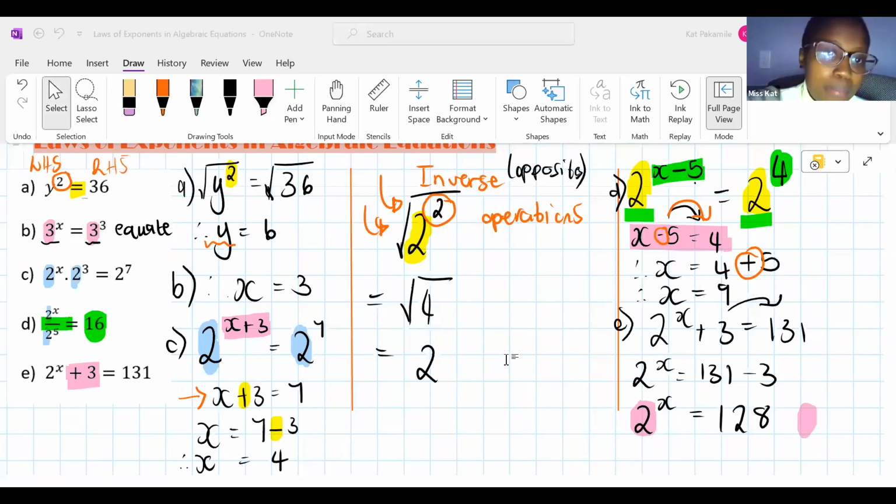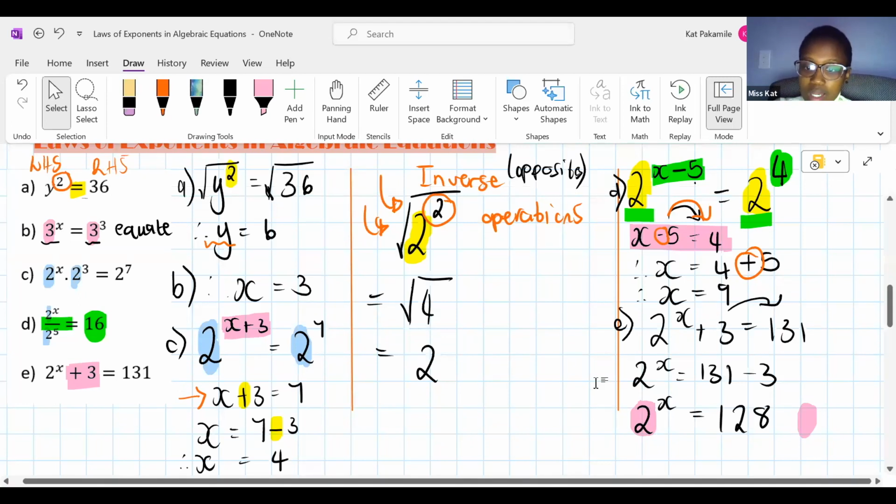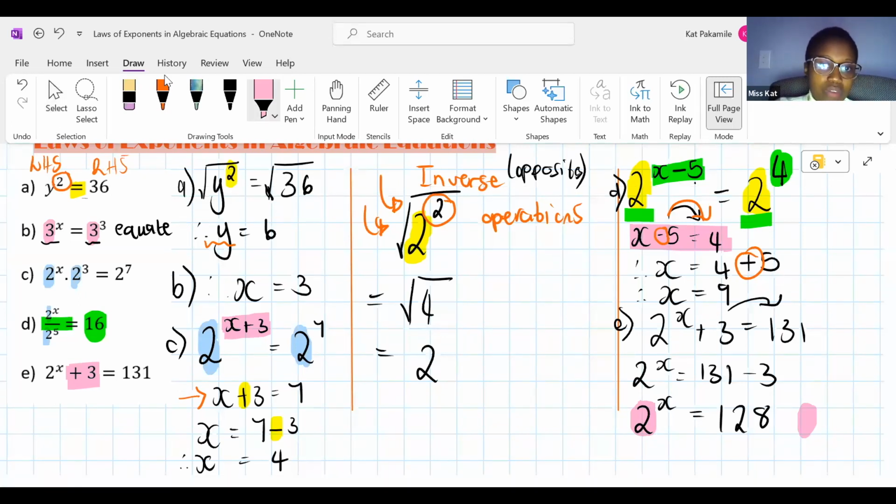Who knows? I see Mpo has told us something there. Let's check. Mpo says 2 to the power of 6. 1, 2, 3, 4, 5, 6. Almost there, but not quite. 2 to the power of 6 is 64. Yes, Eddie? It's 2 to the power of 7. Thank you very much. So 128 is the same as 2 to the power of 7.